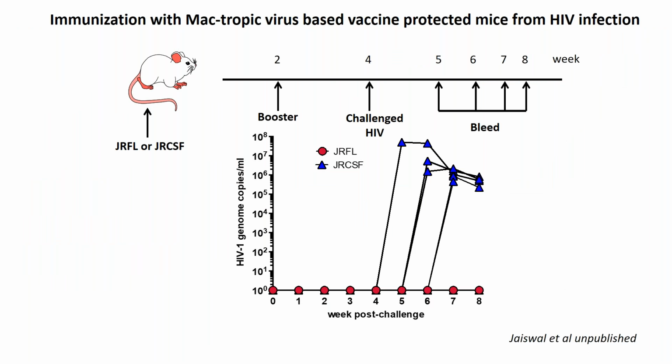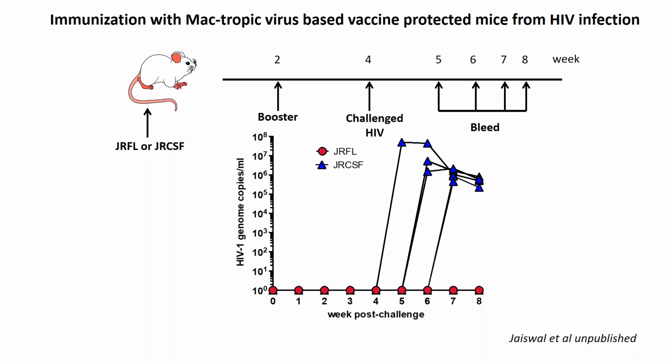So next we did the efficacy study, where we took the same M-tropic and T-tropic viruses and took a very small dose and attenuated them in replication so that they could be used as a vaccine. So we again gave these vaccine viruses, a very small dose, to humanized mice. And then after a booster dose, we challenged these animals with a high level of pathogenic HIV. And then we monitored the viral load over time.